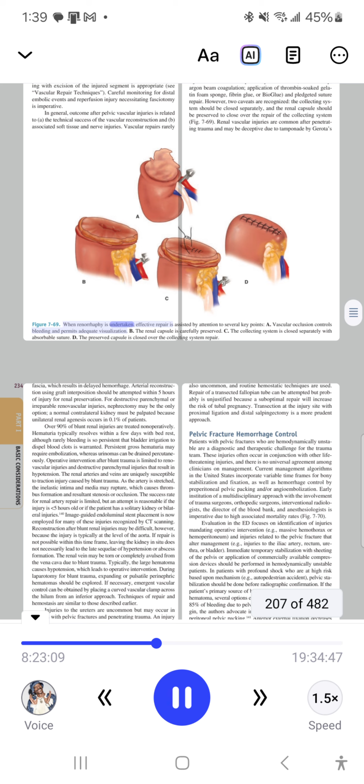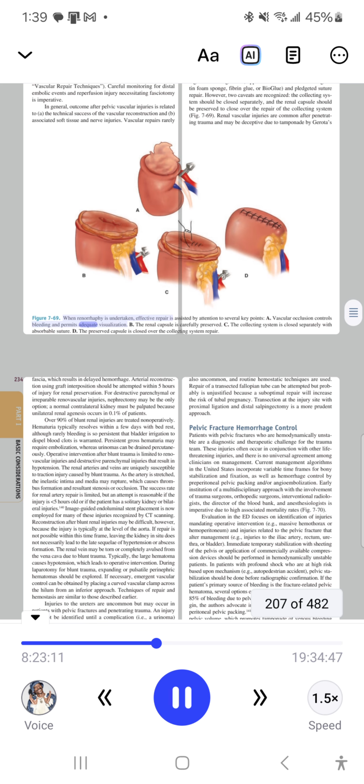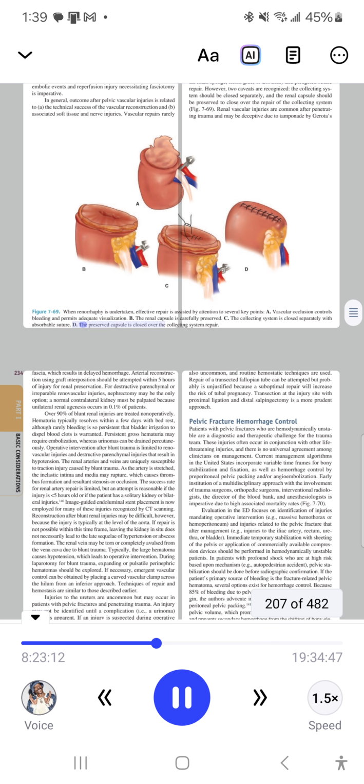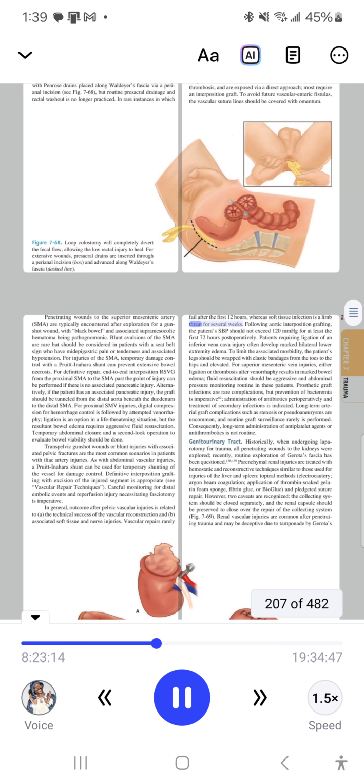When renorrhaphy is undertaken, effective repair controls bleeding and permits adequate visualization. B. The renal capsule is closed with absorbable suture. E. The preserved capsule is closed over the repair.